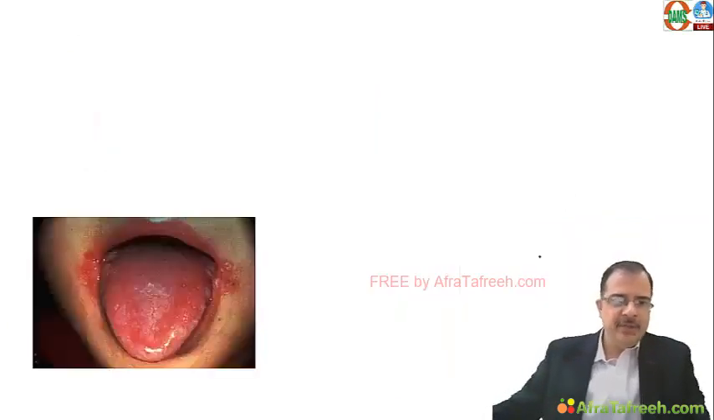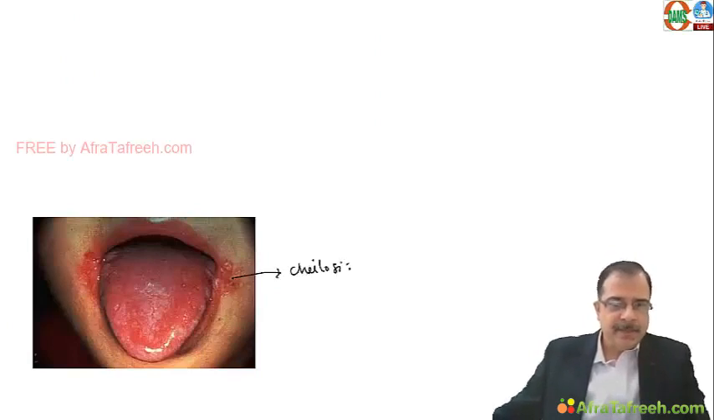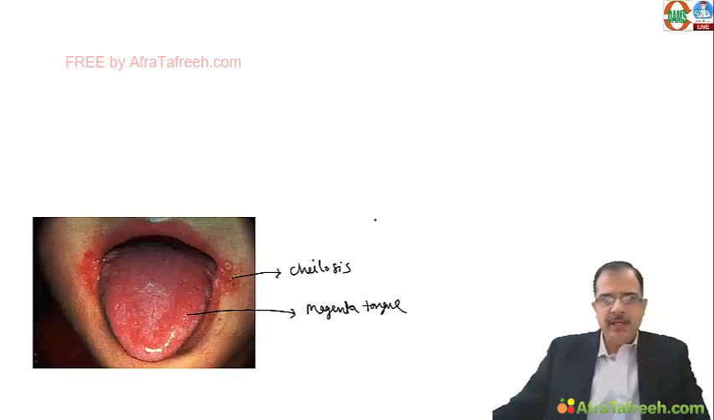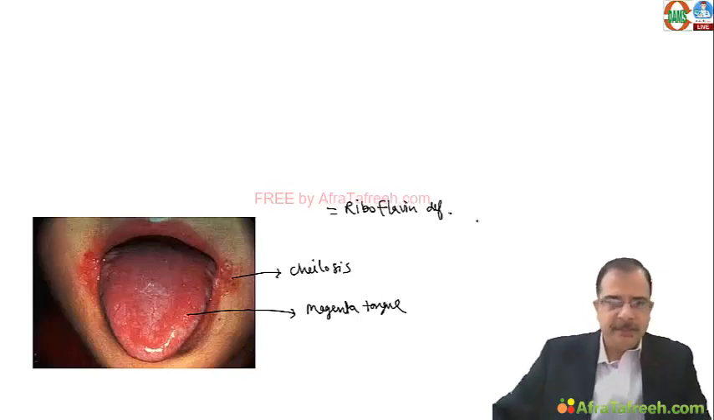Now, the next one, the patient has cheilosis and magenta tongue. These are the features given to you. So this is a case of riboflavin deficiency.